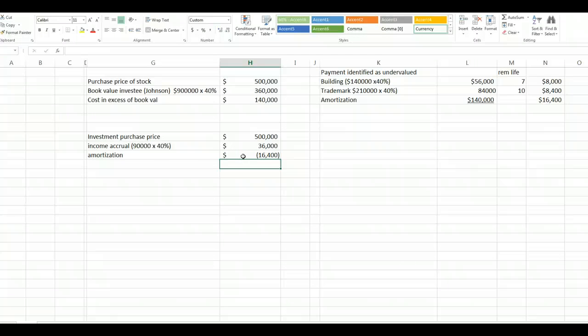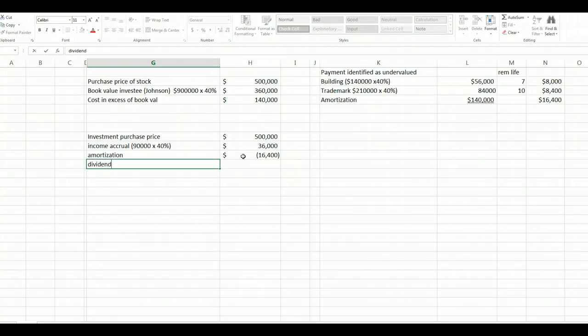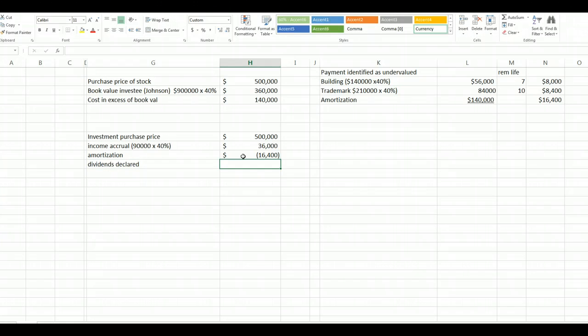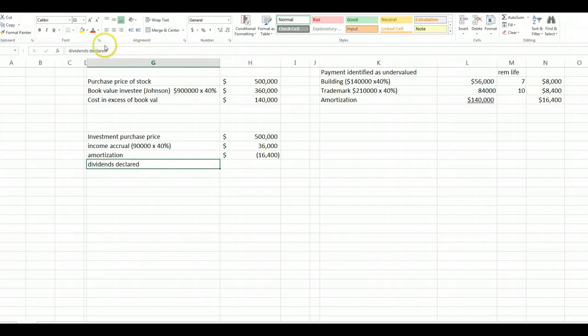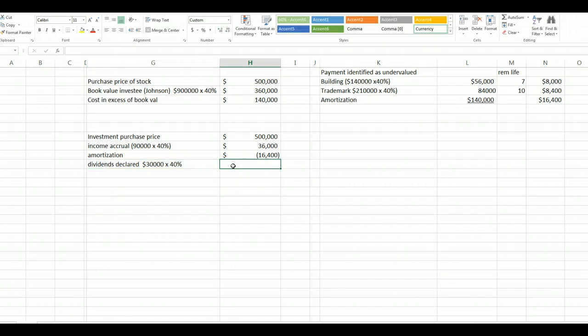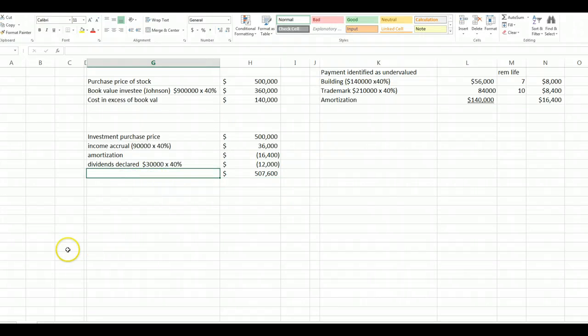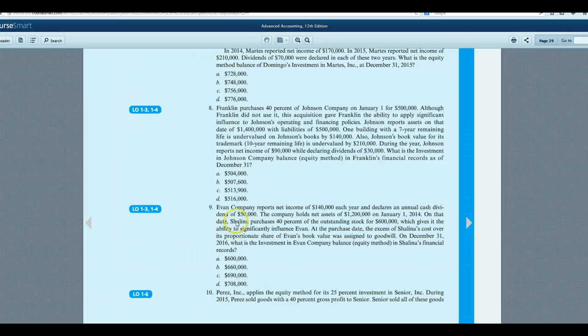What are the dividends that were declared? 30,000 at 40%, which would be a reduction of 12,000. So our investment in the company at the end of the year should be 5,076? Is that answer B, 5,076?